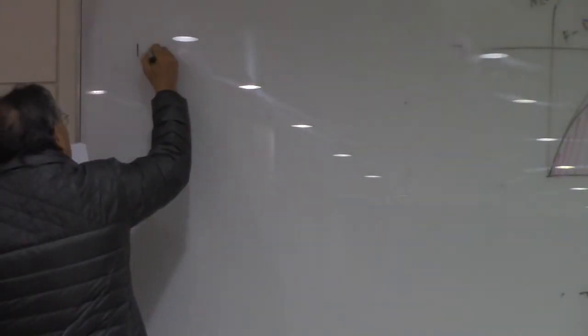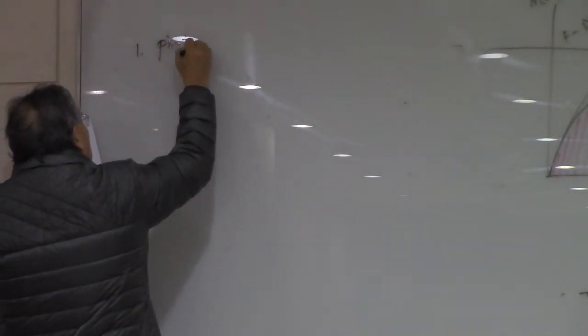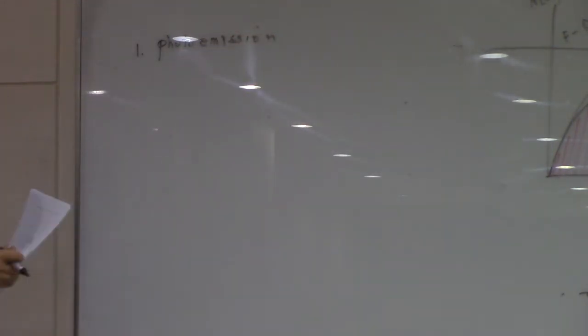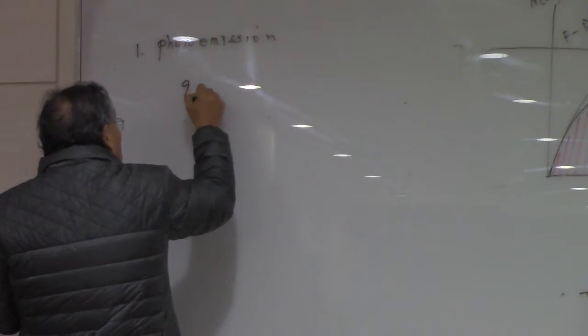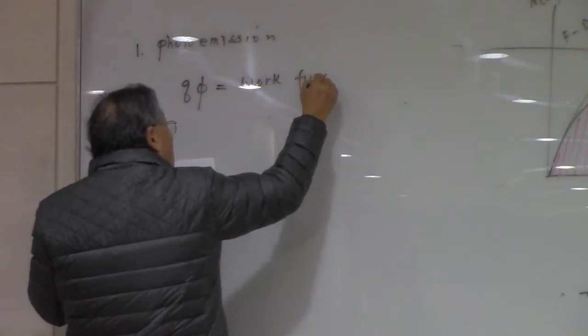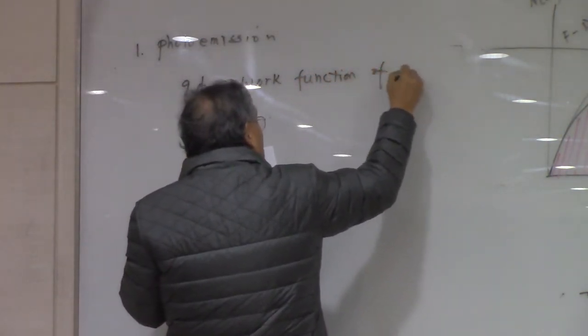The first task was photo emission. Photo emission is when you shine light, and then electrons come out from the metal surface. So you put a detector on the metal surface, and then you shine the light on the metal, then electrons are coming out. Okay? And then we know the work function of a metal.